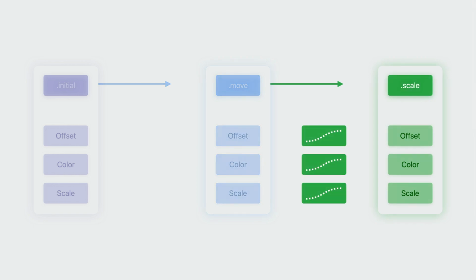And this continues across all the phases of the animation. But what if we want to animate each property independently? That's where keyframes come in. Keyframes let you define values at specific times within an animation.